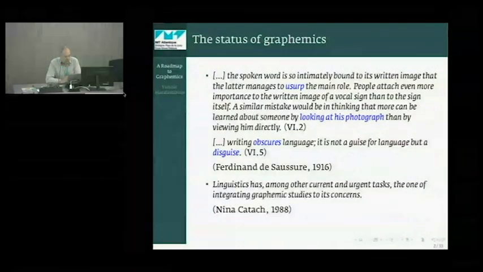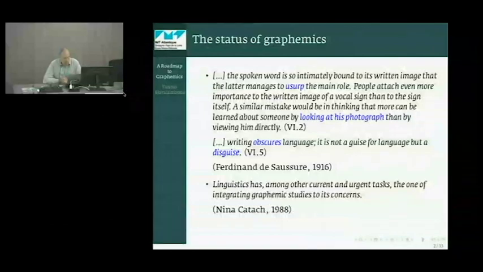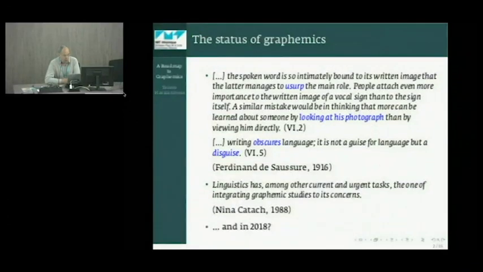70 years later, Nina Catach, a French linguist who has worked a lot on orthography, said exactly the opposite, that linguistics has, among other current and urgent tasks, also the task of integrating graphemic studies to its concerns. So that was in 1988. And what about today?